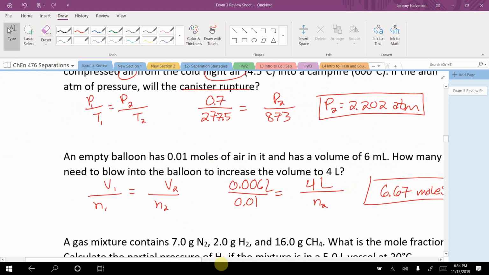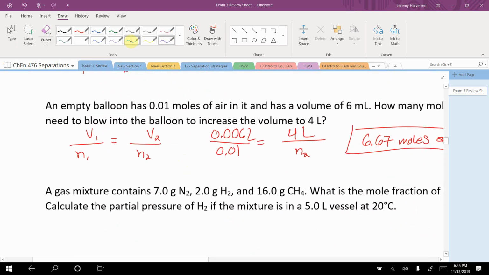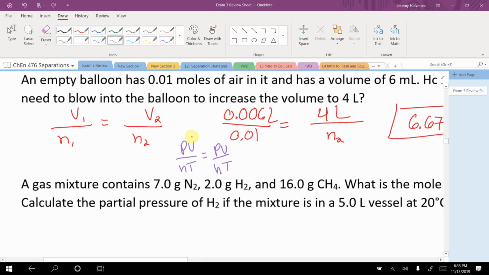So in these types of, so good question. So if I have PV over NT equals PV over NT. Which one of these doesn't matter which unit you use? Temperature, you have to use Kelvin. If I'm doing a before-after situation, temperature, you have to use Kelvin. But pressure, volume, and moles, you can use any pressure, volume, or mole units. Just knowing that if I use milliliters there, I'm going to get milliliters there. Does that answer your question?